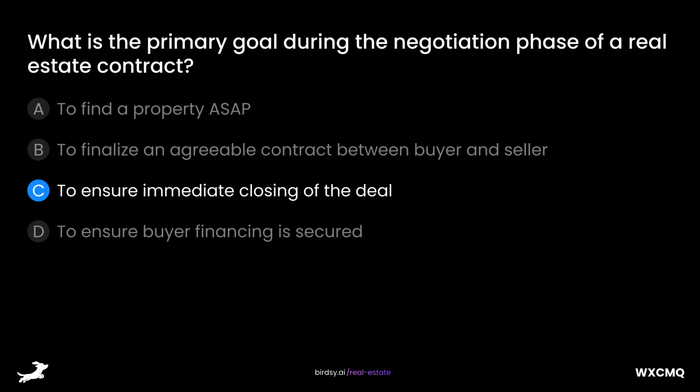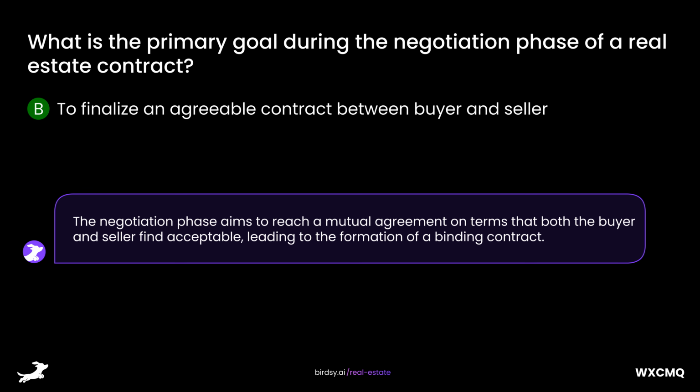C, to ensure immediate closing of the deal? Or D, to ensure buyer financing is secured? The answer is B, to finalize an agreeable contract between buyer and seller. The negotiation phase aims to reach a mutual agreement on terms that both the buyer and seller find acceptable, leading to the formation of a binding contract.